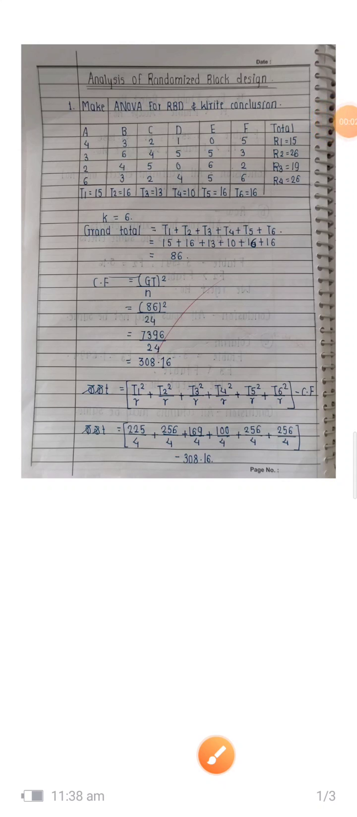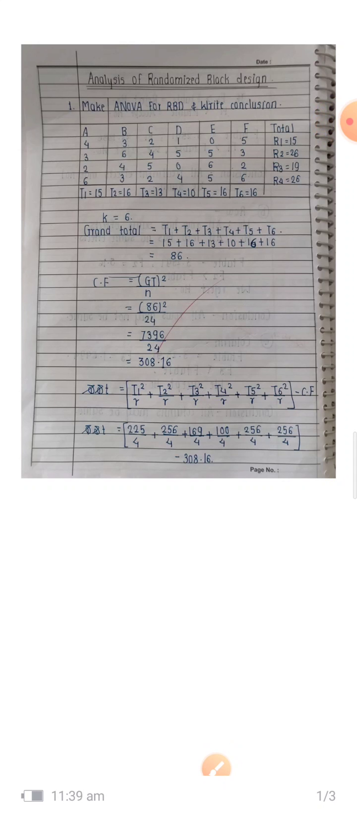Hello everyone. Today we are going to learn the last practical, named analysis of variance, and part 2: analysis of RBD, that is two-way ANOVA.